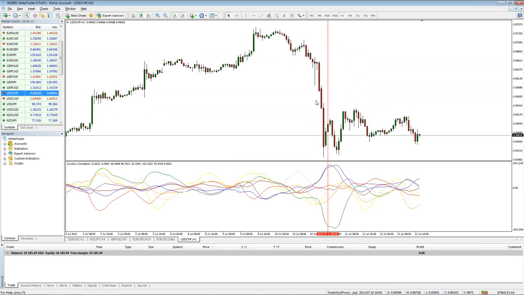Anyways, if you were using currency strength, you could have at least been using this as a filter for which side you're going to trade. Okay, so let me show you some strategies now, guys.